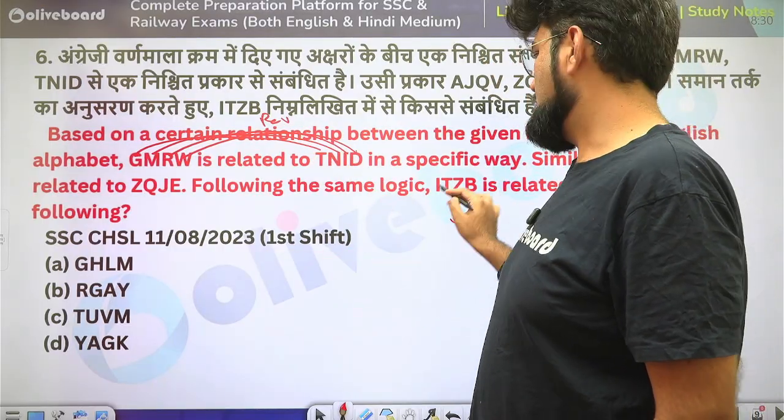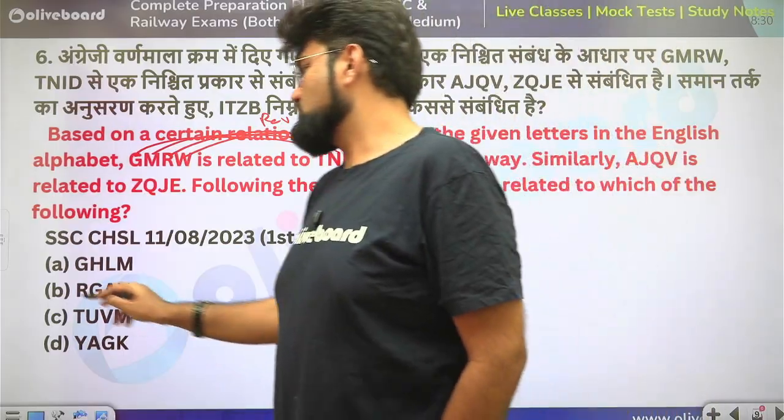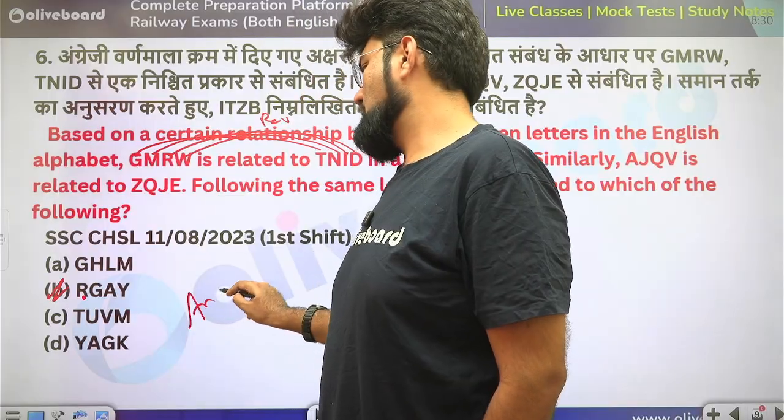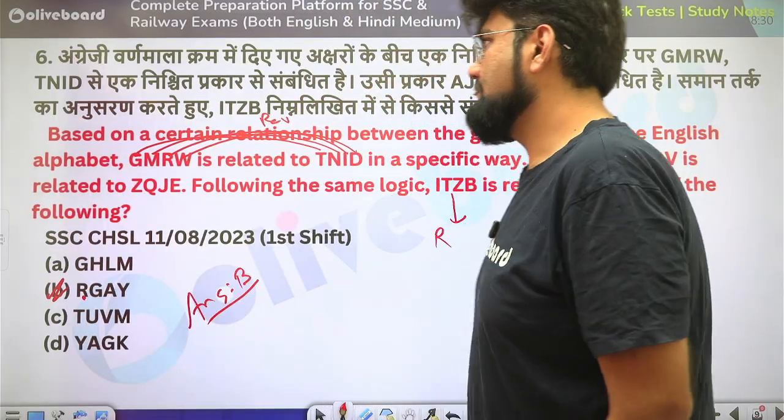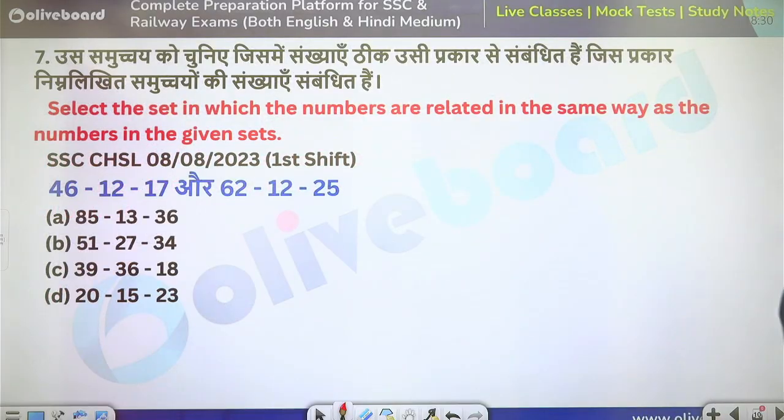All 4 first letters are different. So I opposite is R. So option B is the correct answer. Okay. Next. Again, number set.